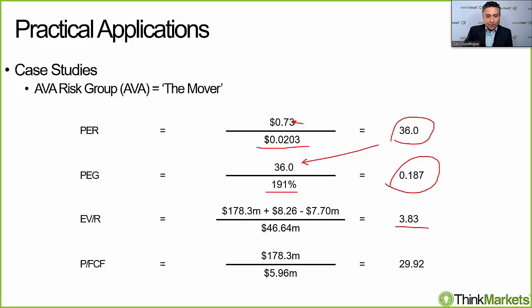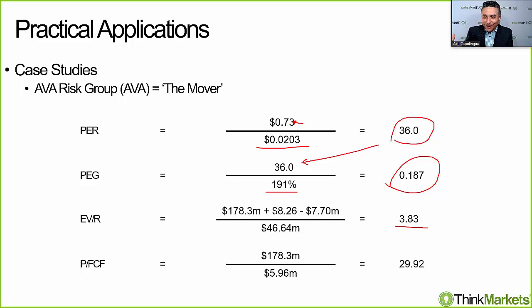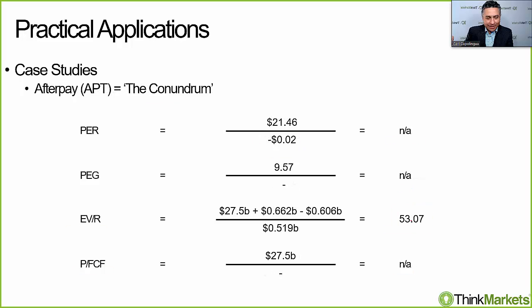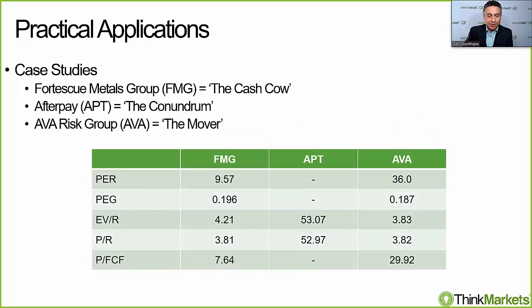The enterprise value to revenue, 3.83. Now, that's also better than Fortescue's and streets ahead of the 53.07 on Afterpay, and the price to free cash flow is a bit higher than Fortescue, but at least we can work one out. And again, you're comparing this, compare it against other companies. Go and do this work and compare it against maybe just even the companies in your portfolio.